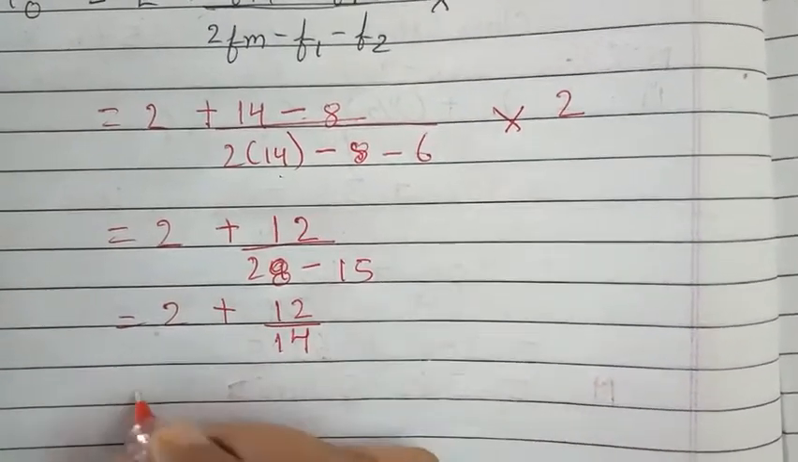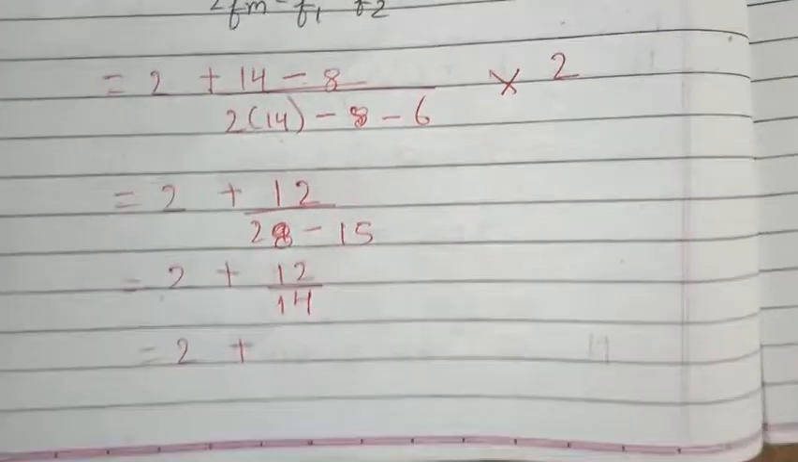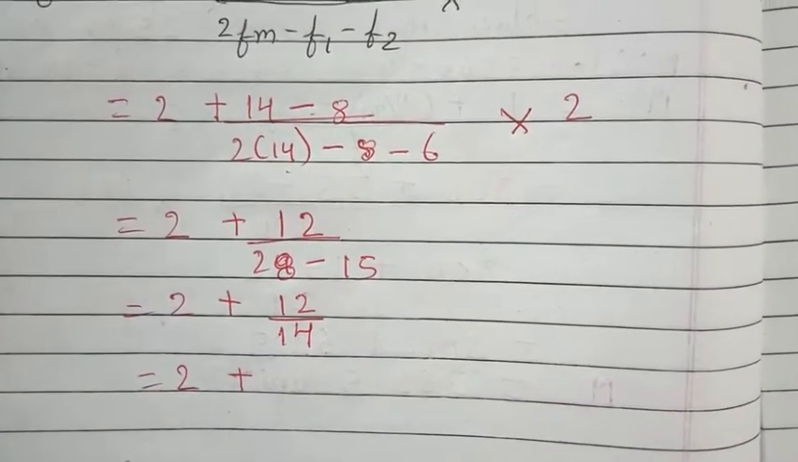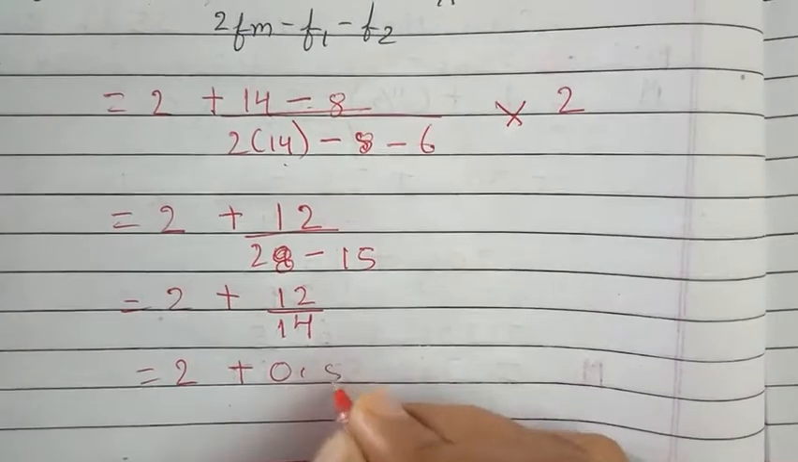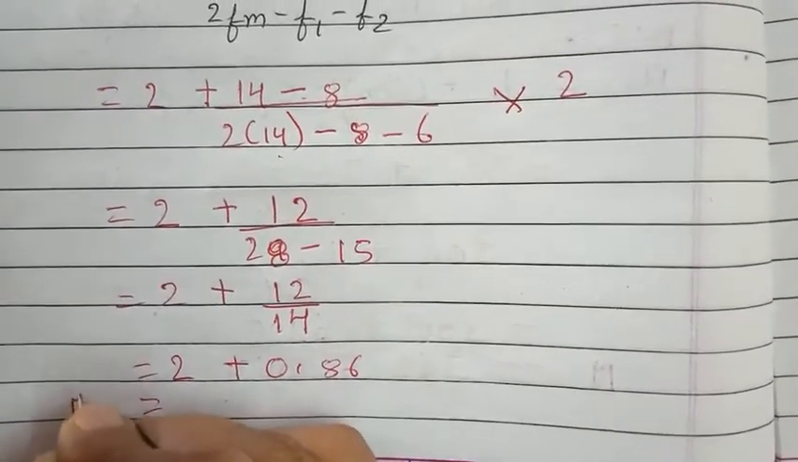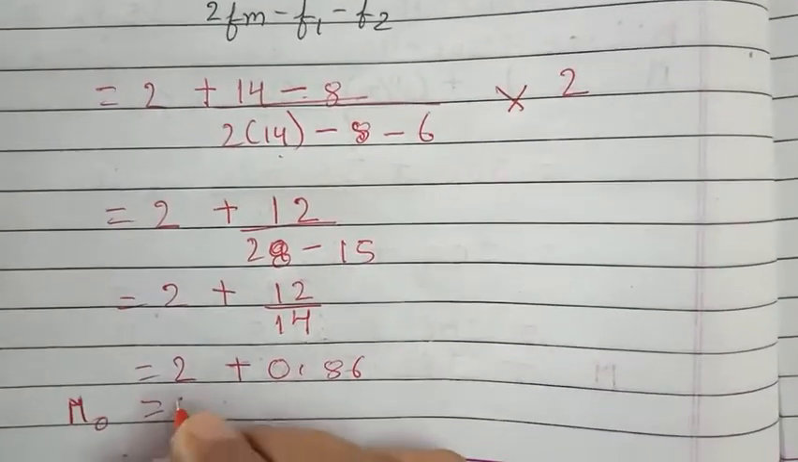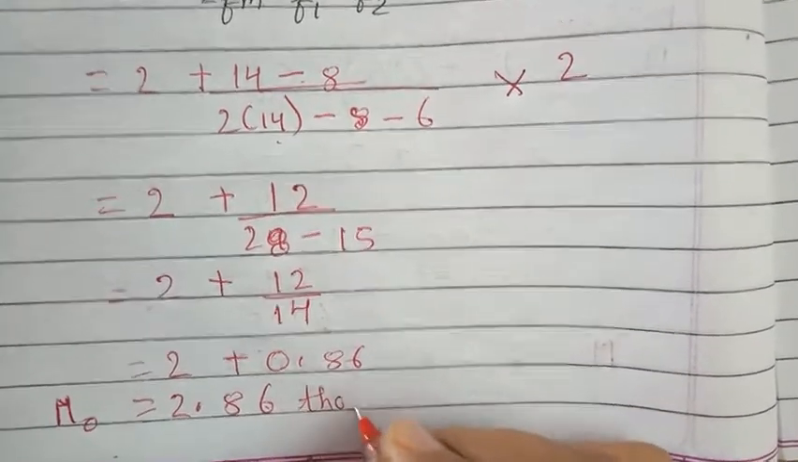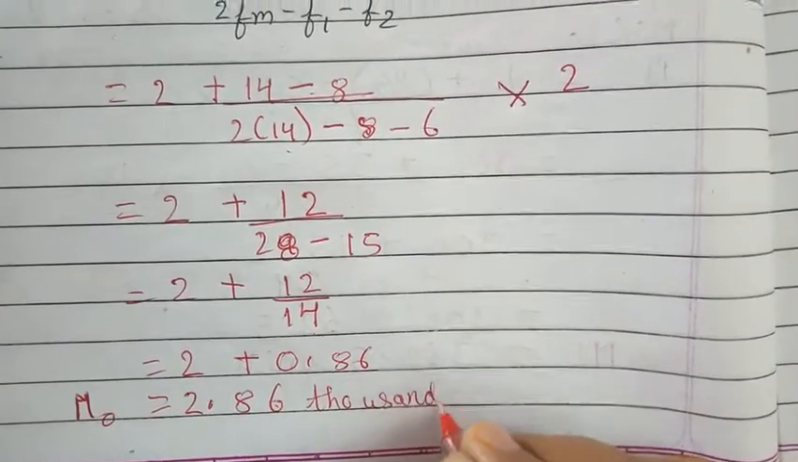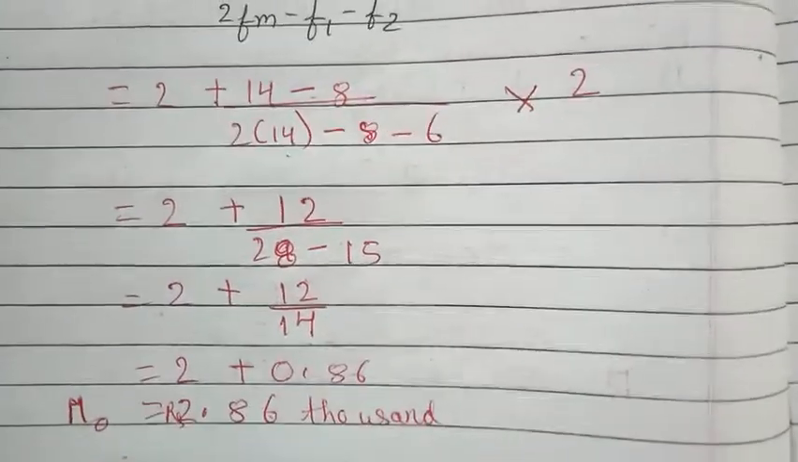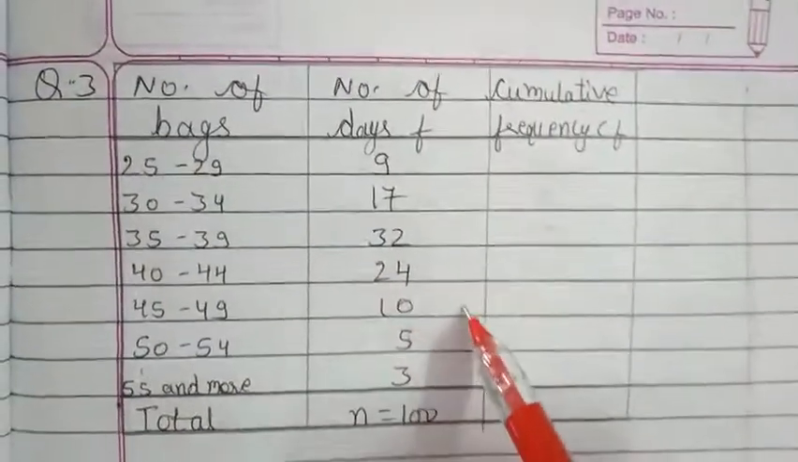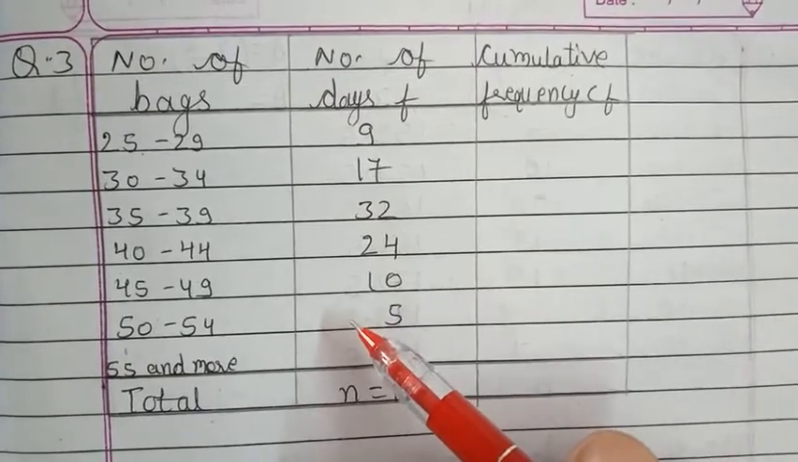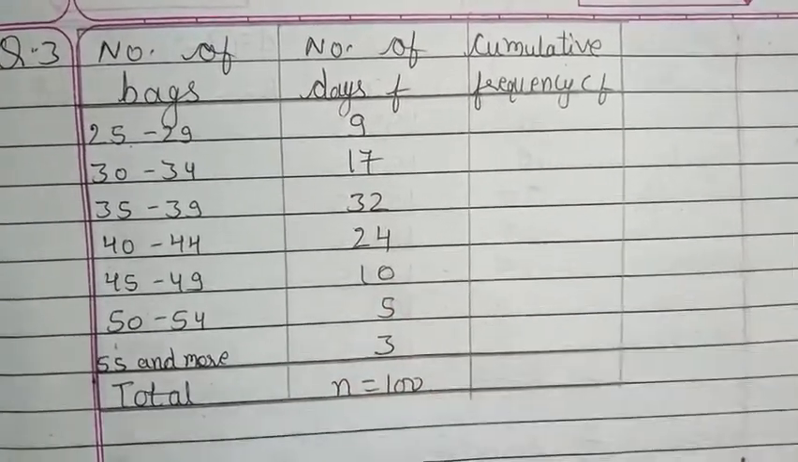Now 12 divided by 14. So when we divide 12 by 14, that is equal to 0.86. So our mode is 2.86 thousand rupees. Now in the third question, they have given us information regarding the number of bags of wheat sold in a grocer's shop each day.